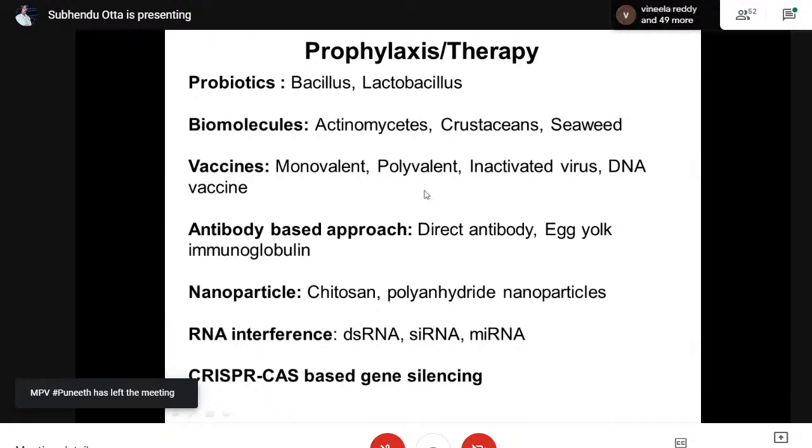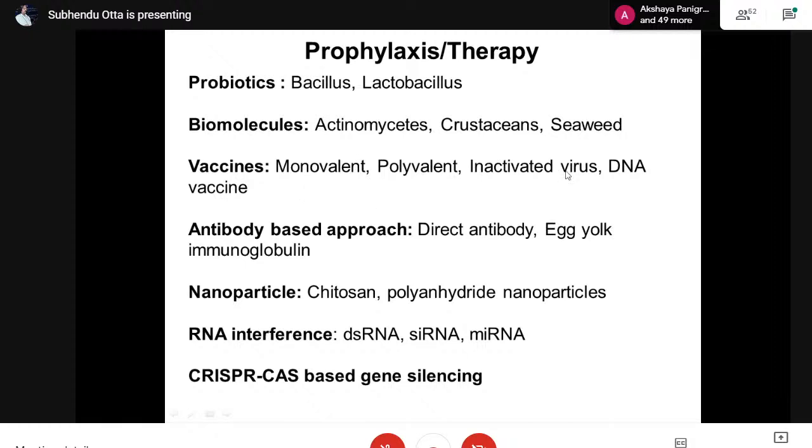Vaccines also have been developed, like taking particular proteins. You can develop monovalent vaccines or polyvalent vaccines. Particularly, many of the vaccines are available against the VP28 gene of white spot syndrome virus, and based on laboratory conditions, it has been found to be effective. Inactivated virus also has given a certain degree of protection, plus DNA vaccines.